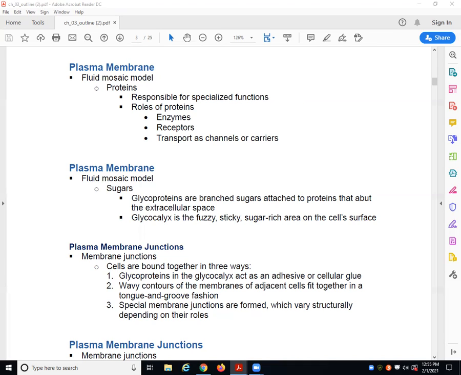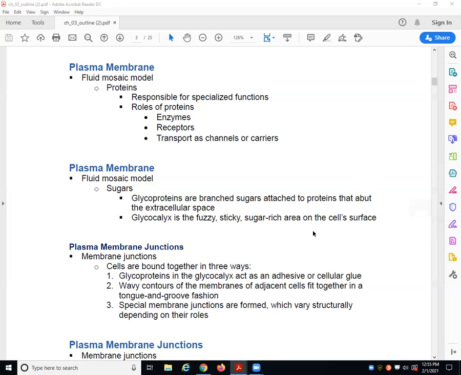Another way of thinking about it is kind of like Lego pieces, right? Because you have the little grooves in the Legos and you can stick them together and they just fit. Just like that. Special membrane junctions get formed and they can vary depending on what their role is in the cell. Like what's their purpose, right? Remember, structure determines function.